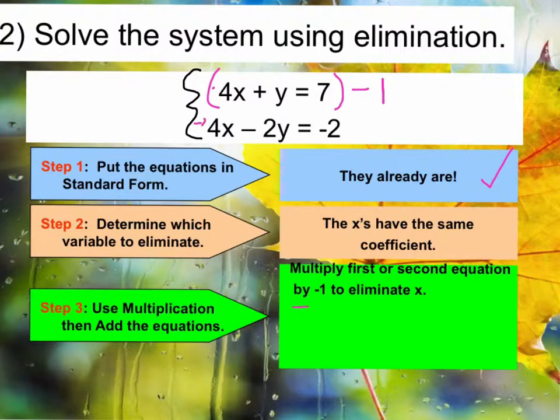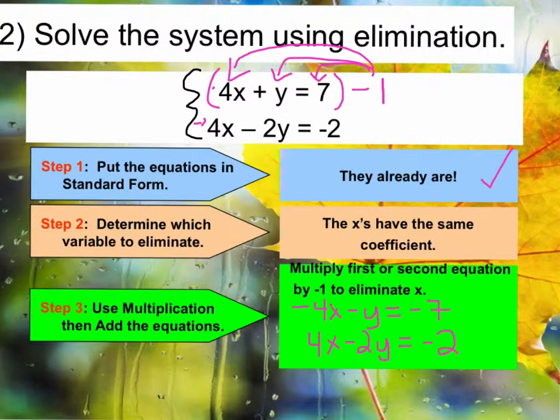I have -4x minus, and then -1 times y. Here I'm distributing here, here, and here. -1 times y is -y, equals 7 times -1, which is -7. And then I'm just going to rewrite my second equation because that's fine. I only need to multiply one equation. Sometimes you may have to do it to both, but this time it's just one.